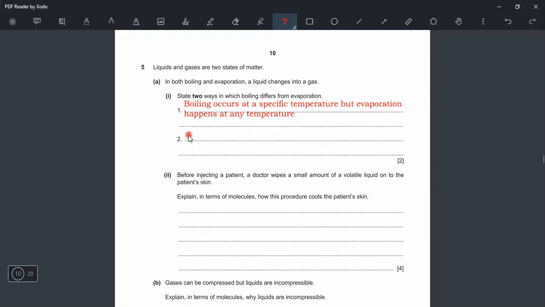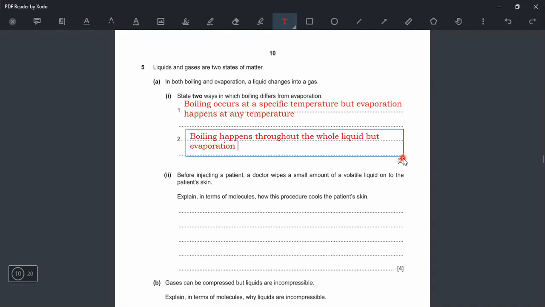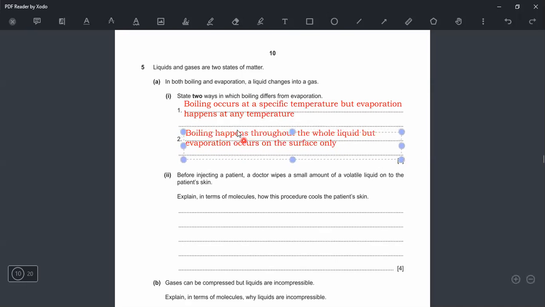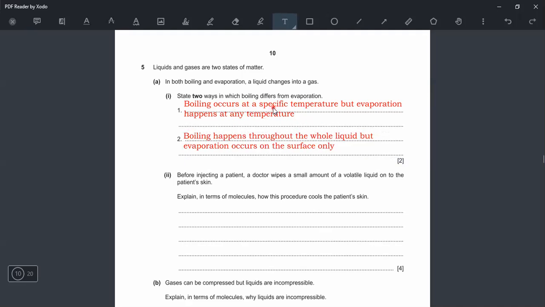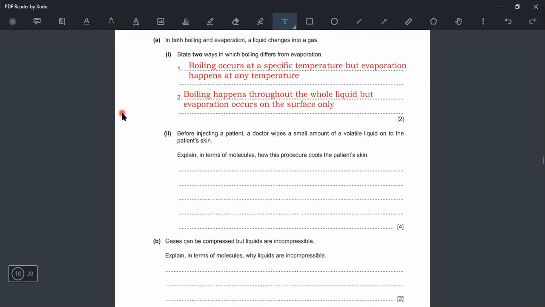And the second is what? Boiling happens throughout the whole liquid, but evaporation occurs on the surface only. So liquid evaporates from the surface, whereas boiling happens throughout the entire liquid. Boiling happens at a specific temperature, which is the boiling point, by the way. You can just say boiling occurs at the boiling point, but evaporation happens at any temperature.